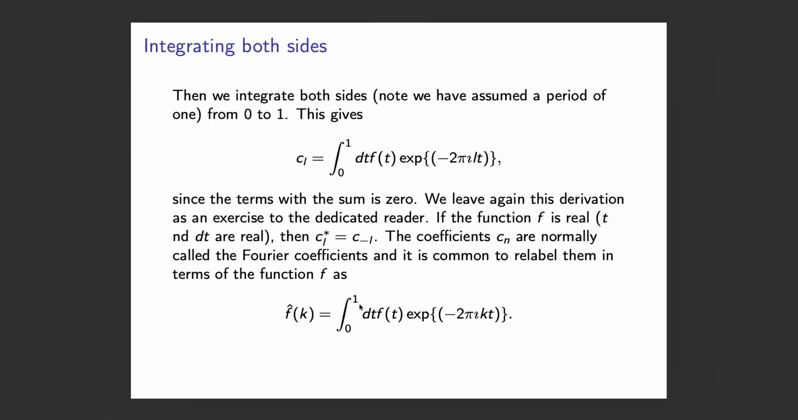So then you can integrate both sides. In this case, I've just scaled everything so the period is equal to 1. So I integrate from 0 to 1, and then you have an expression for these terms here. And these terms are normally called the Fourier coefficients. And it's common to relabel them in terms of a function f. This is a kind of relabeling which I will also use during the lectures here. So this gives you a recipe to find the coefficients.